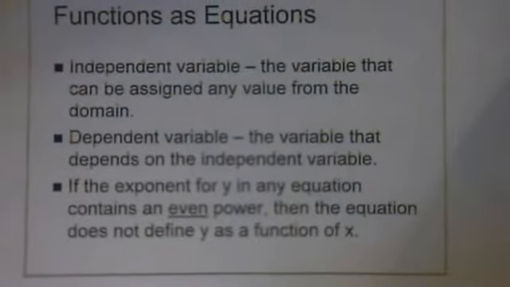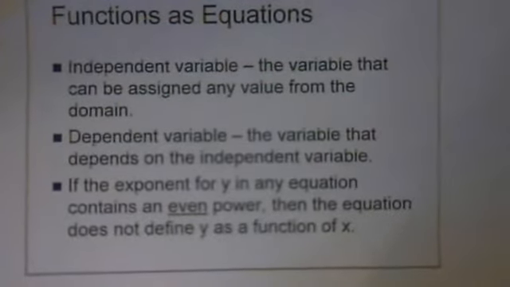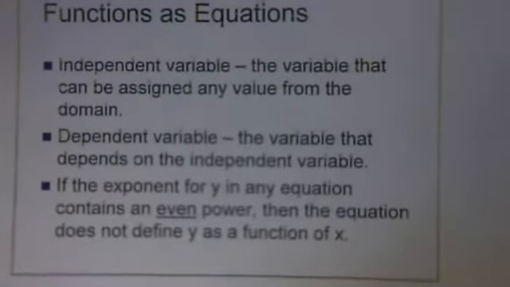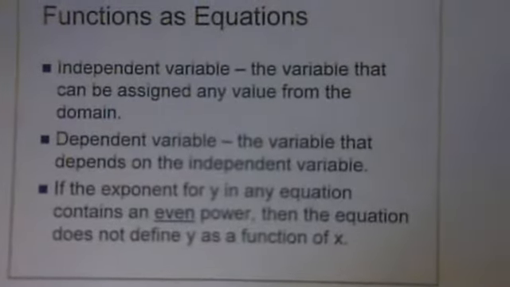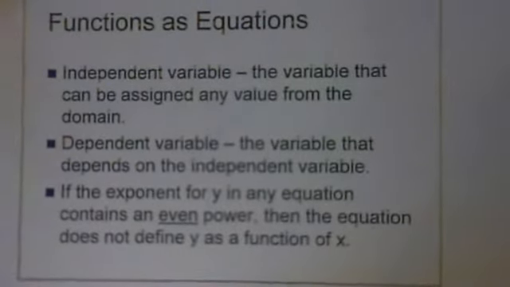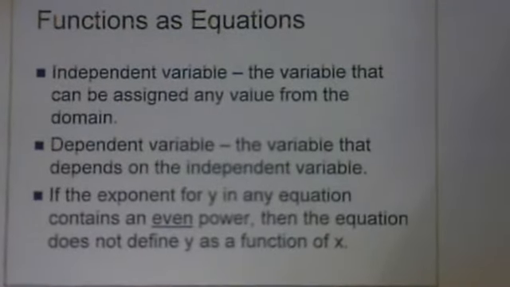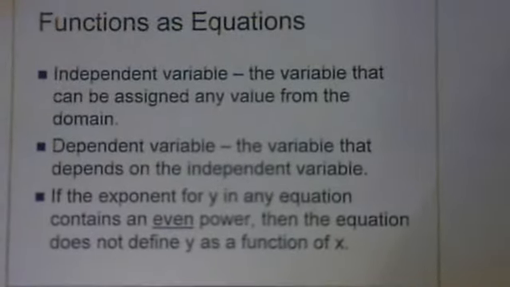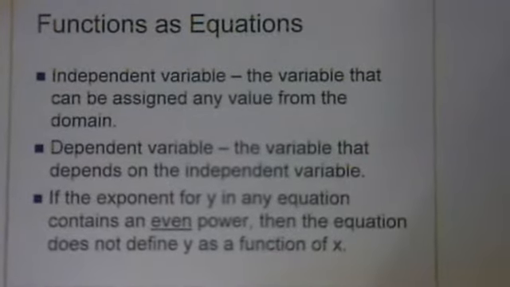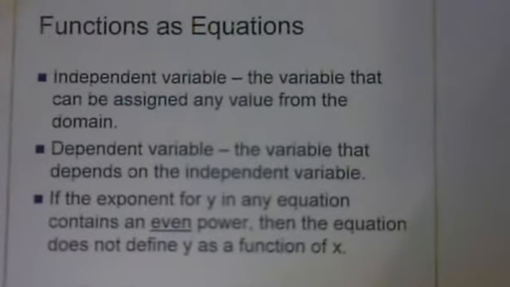Usually it's going to be your x coordinate. It's usually going to be the x, if a function is in the form of y is equal to some function in terms of x. And x is usually the independent variable because we can assign any value from the domain. But the dependent variable is going to be the variable that depends upon what the independent variable is. That's usually your y, because usually y will depend upon what x is going to be equal to.